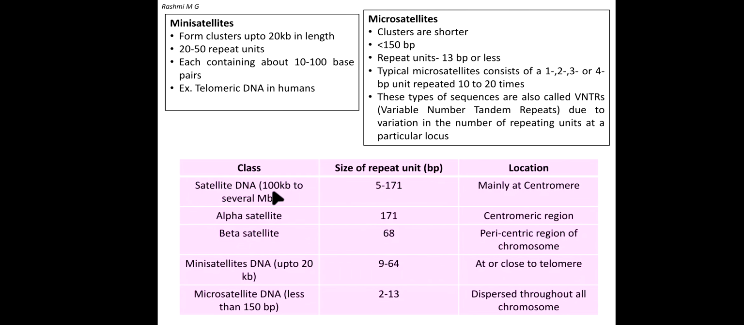Satellite DNA size is 5 to 171 bp, present in the centromere. Alpha satellite size is 171 bp, centromeric region. Beta satellite 68 bp, pericentric region of the chromosome. Minisatellite 9 to 64 bp, at or close to the telomere. Microsatellite DNA, that is 2 to 13 bp, dispersed throughout all the chromosomes.